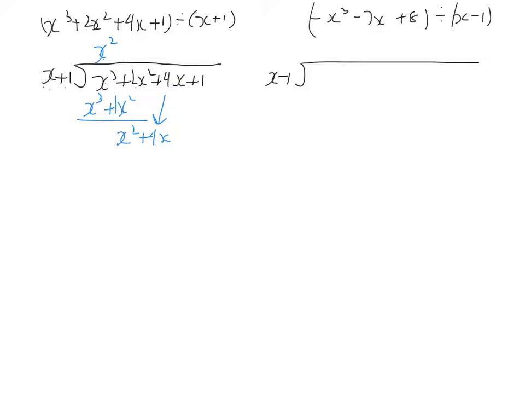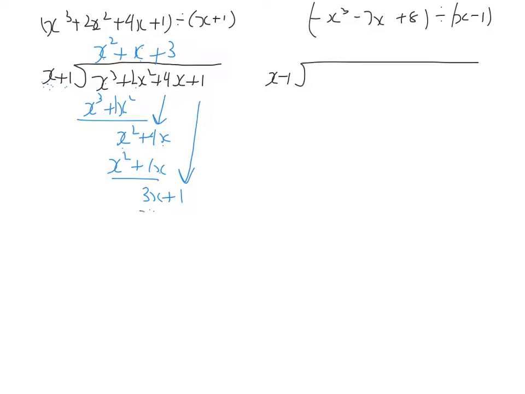So now we say x squared divided by x, and we end up with plus x. X times x, we get x squared. X times 1, we get plus 1x. 4x minus 1x, we get 3x. Bring down our plus 1. And then 3x divided by x gives us plus 3.